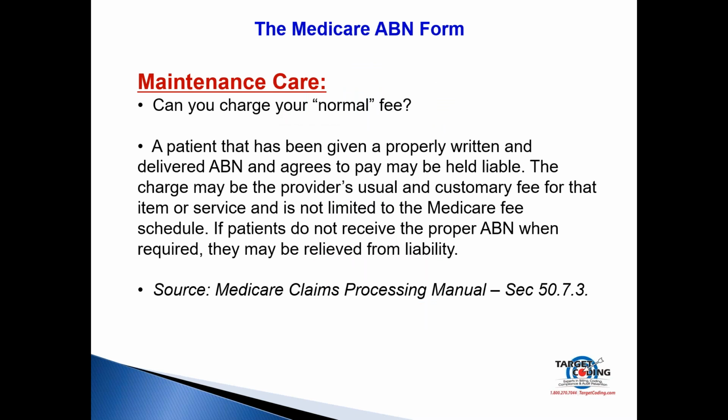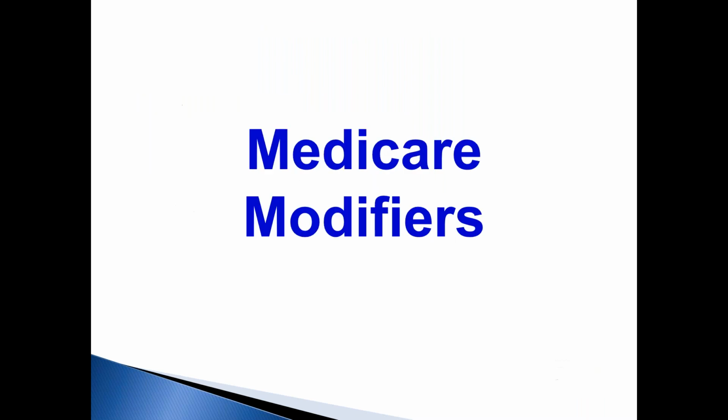Now, you may have heard this differently. Don't believe anyone. Go to the Medicare Claims Processing Manual, section 50.7.3. It says if the patient has been given a properly written ABN form, you can charge your customary fee.